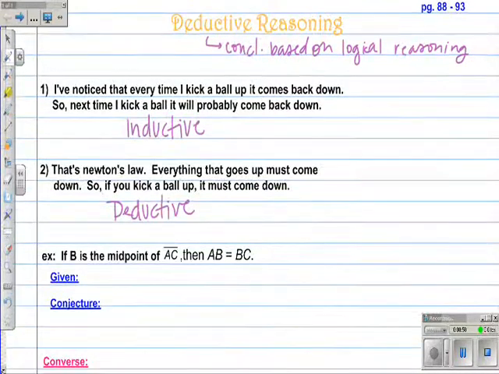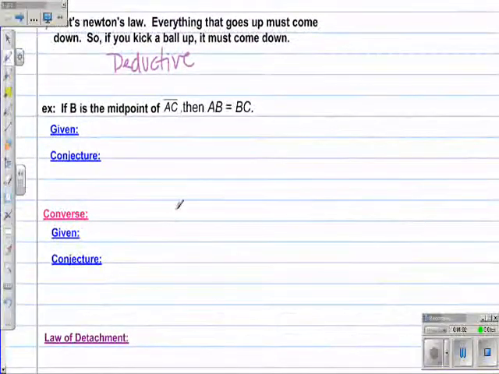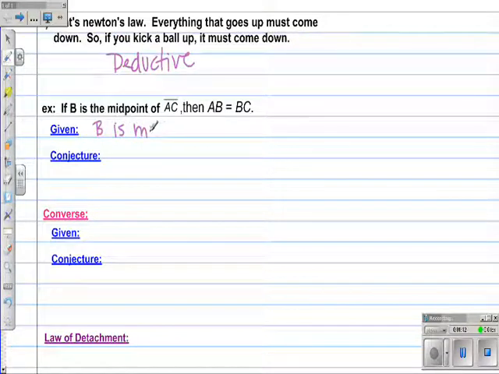Okay, so from here, it says if B is the midpoint of segment AC, then the length of AB is equal to the length of BC. Well, we're given that B is the midpoint of AC. That means this, if B is the midpoint of AC, that represents your P in the conditional statement.